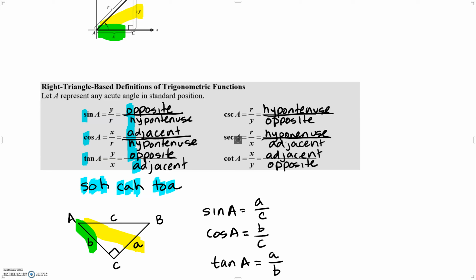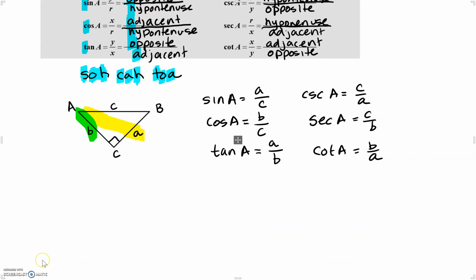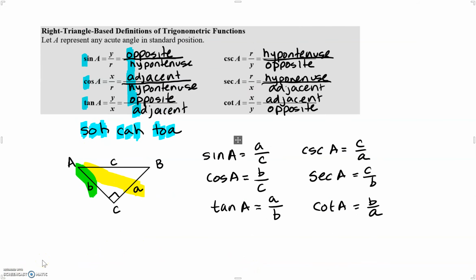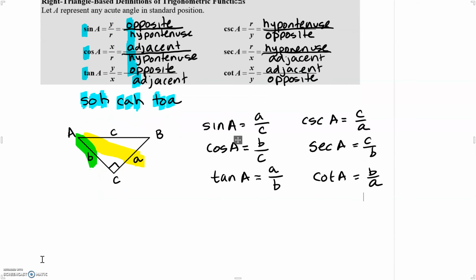And then you can find the reciprocal identities fairly easily by taking the flips. So cosecant of A is the flip of sine of A, and secant of A is the flip of cosine of A, and tangent of A is the flip of cotangent. What's so nice about this is you don't have to do A anymore. We could have done B.